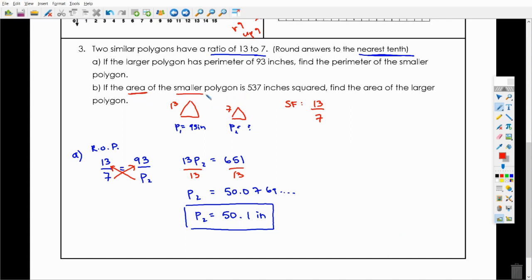Now we're going to do the area. So the area of the smaller polygon is equal to 537 inches squared. We're trying to figure out the area of the bigger one. Oh, I put A. I meant to put B there. So ratio of the areas, we're going to have to take our scale factor and square it. I know some of you know that. So 13 squared over 7 squared. And so what we get is 169 over 49.